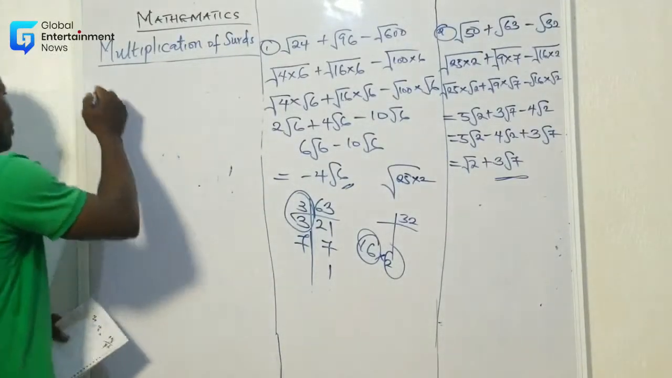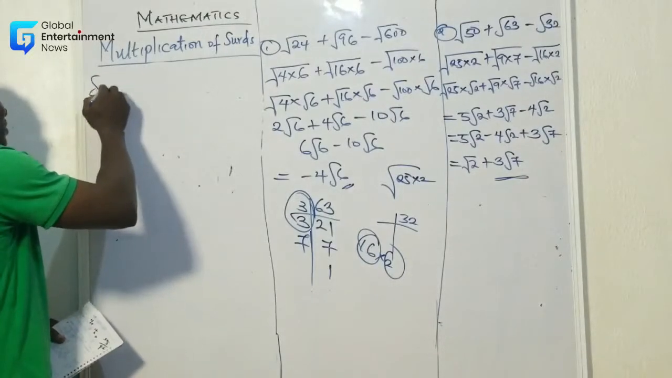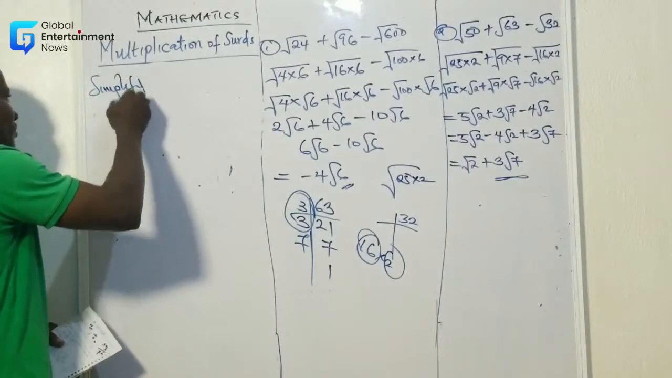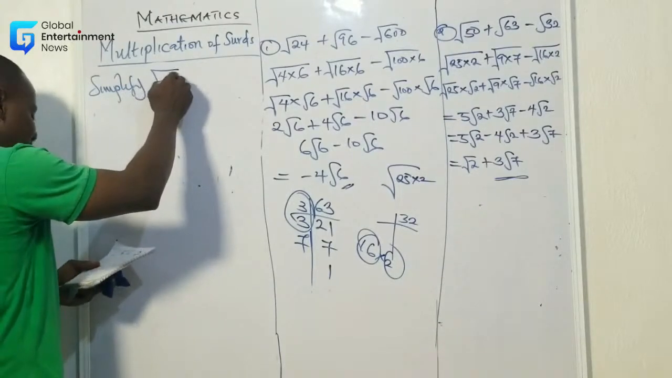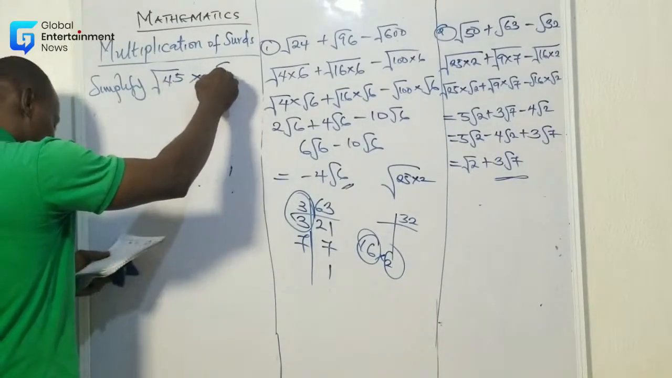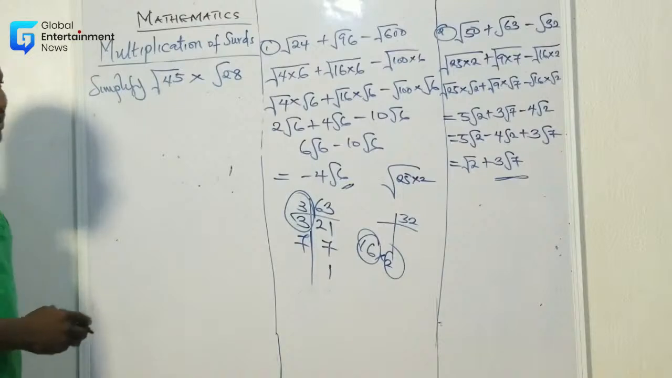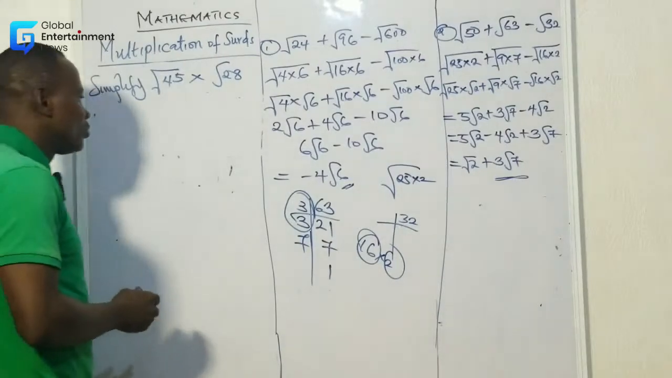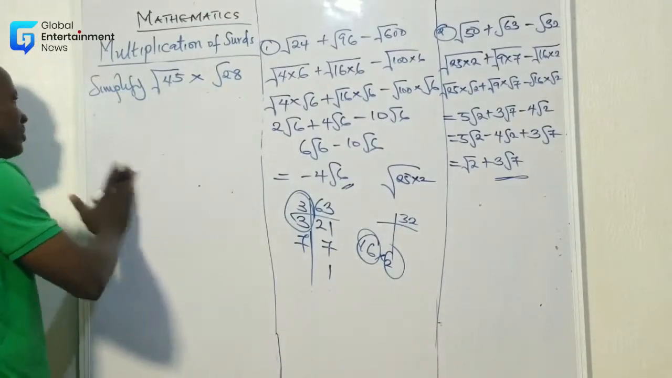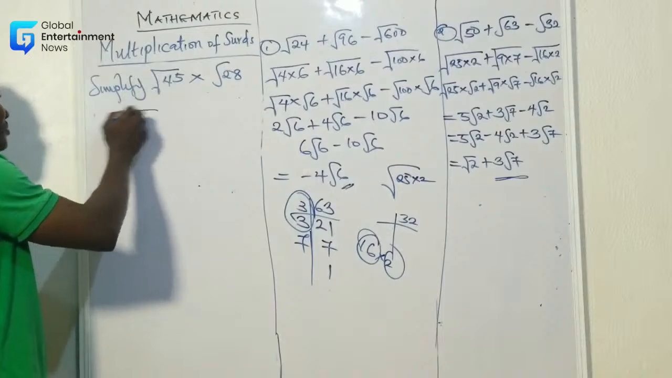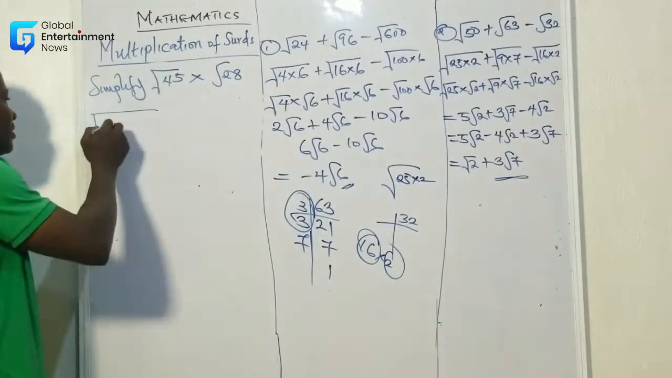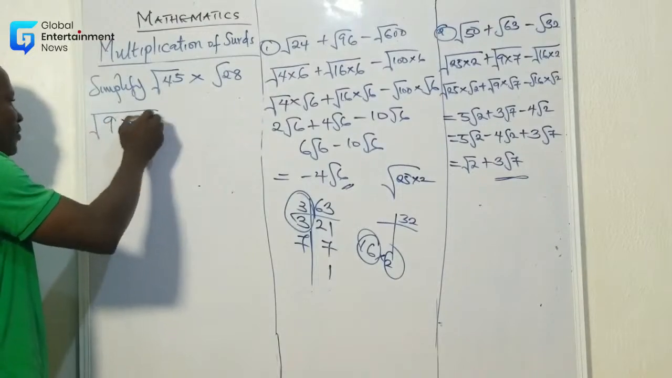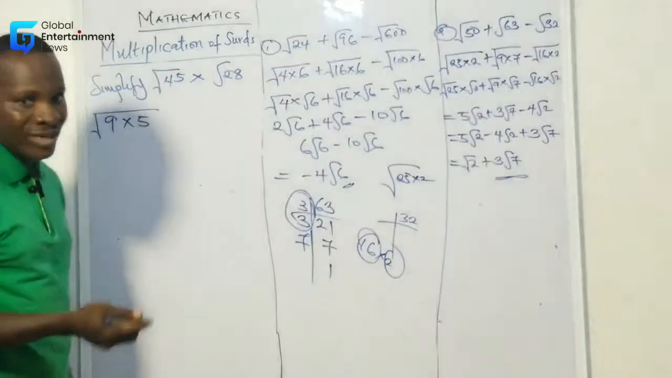Like this example, if you have to simplify root 45 times root 28. Let's solve this together. So if we break this one down, root 45 will give us root 9 times 5. You can see we have 5 here. We can't break this 5 down again.